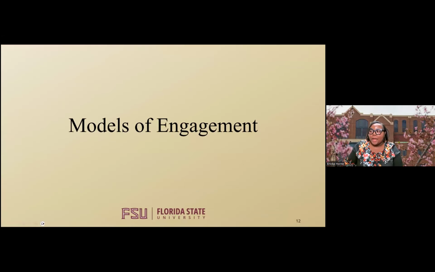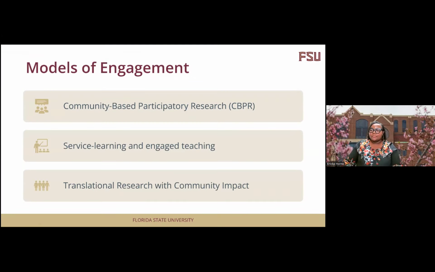So now we're going to talk about 3 different models of engagement and what that looks like. The first one is community-based participatory research. Has anyone heard of that? You can just do a thumbs up in the chat if you've ever heard of CBPR. Okay, I see a few thumbs up. So CBPR is a collaborative approach where community members and the researchers are involved in all stages of the research process, to help promote social change and improve health outcomes. They leverage community strengths and they foster mutual benefit.